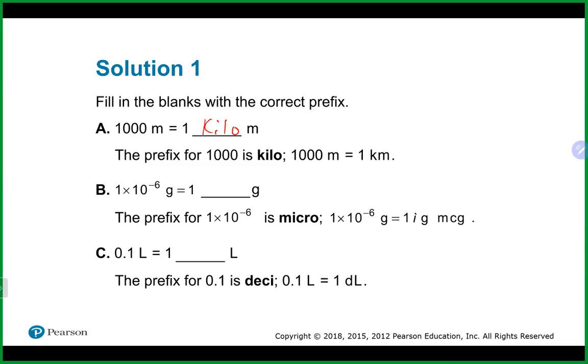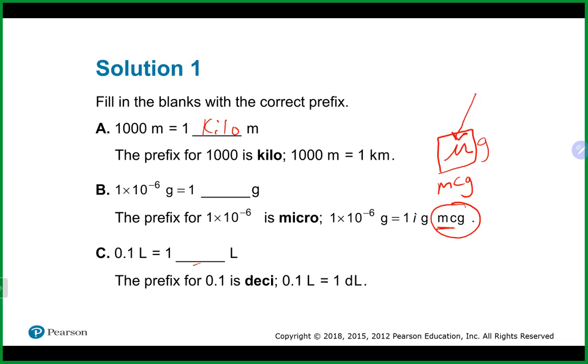10 to the minus 6 is micro. They do write micro weird in your book. They use MCG. Most people use this little symbol for micro. It kind of looks like a U, but it's not really a U. Most people use that for micro, but your book likes to use MCG, not to be confused with MG, which is milligrams. So if you see MCG, it is micro in your book, but a lot of other books will use that symbol for micro as well.